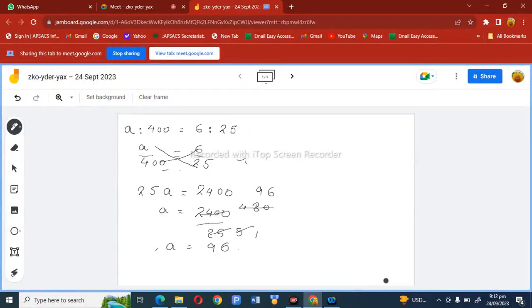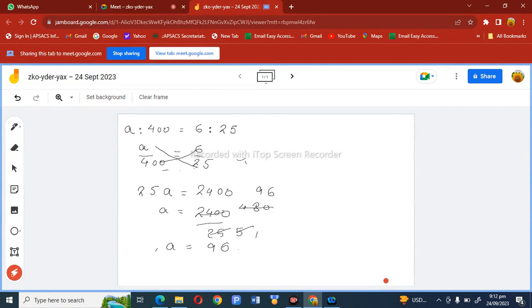Okay, so what we did is, the very first step is that you have to write down the ratios in the form of fractions. It's A ratio 400, so you write it in the form of a fraction, which is A over 400. And 6 ratio 25, you write it as the fraction 6 over 25. Whenever you have two fractions and in between there is an is equal to sign, you can cross multiply.